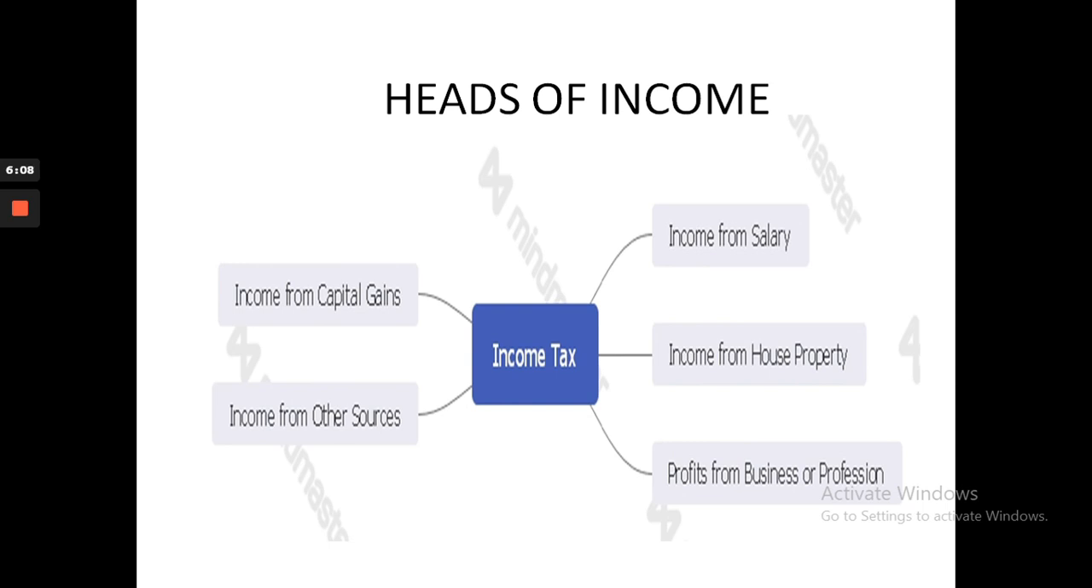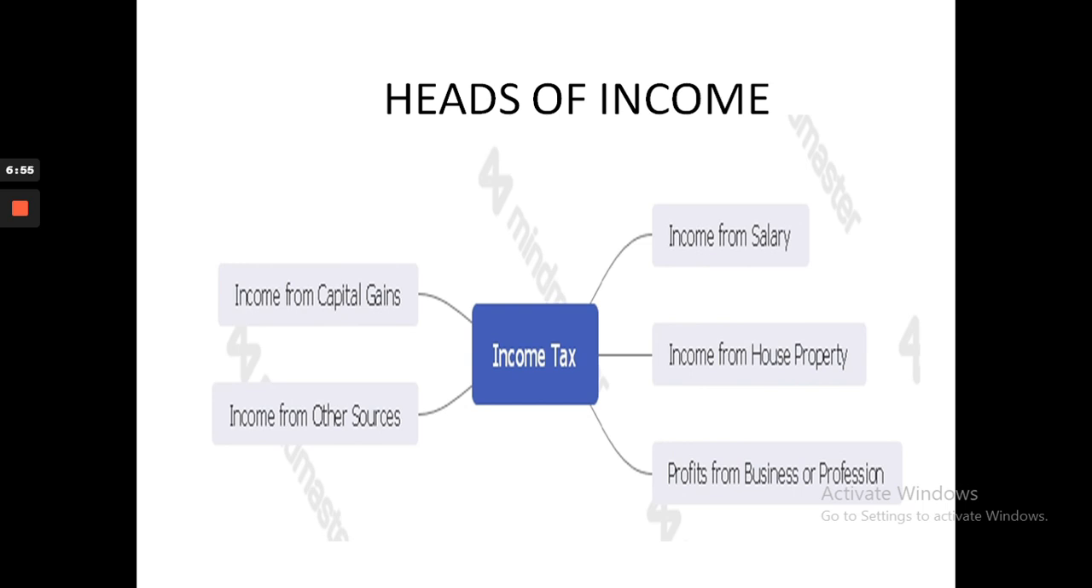Next comes income from capital gain. Income from capital gain includes any income derived from a capital asset, movable or immovable, is taxable under the head capital gains. Under the Income Tax Act 1961, the capital gains have been divided into two parts. One is short-term capital gain and the other is long-term capital gain. This head is also applicable to all types of assessee.